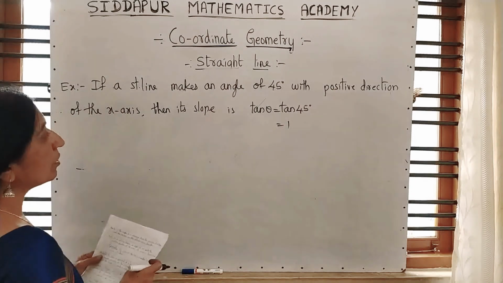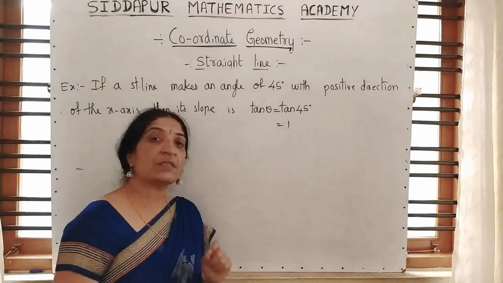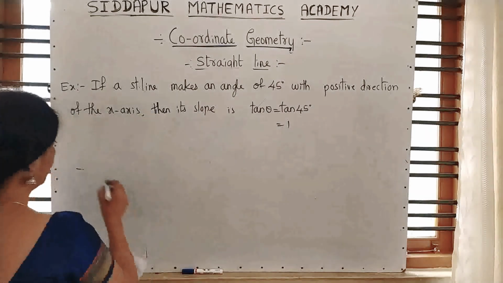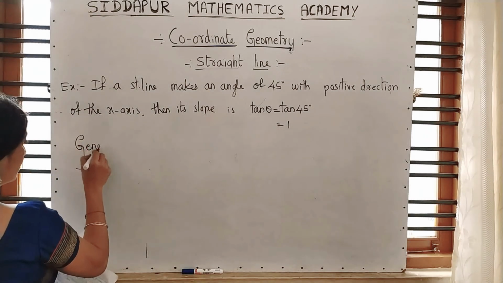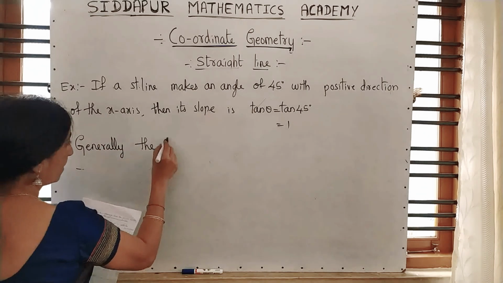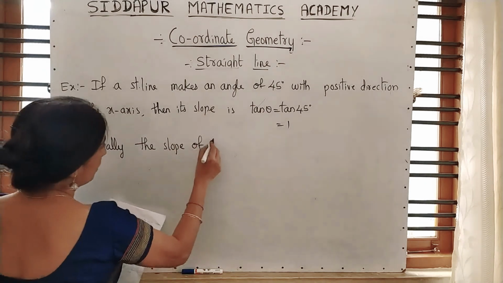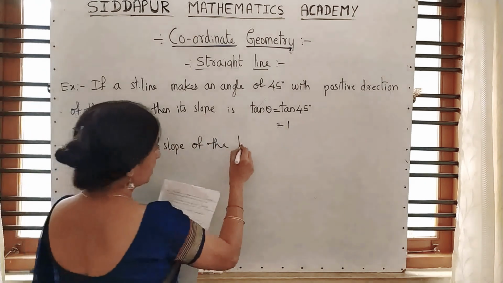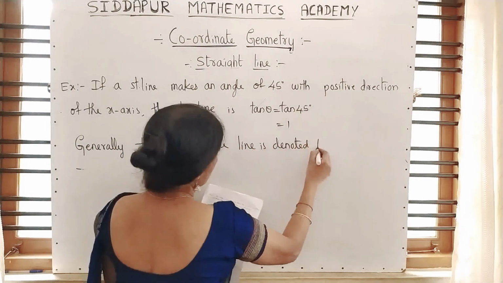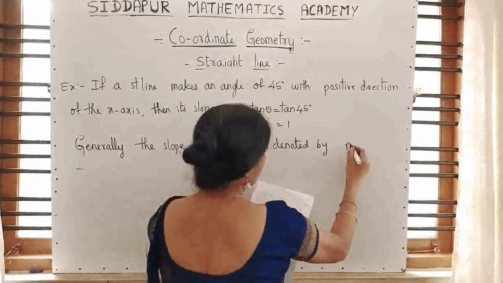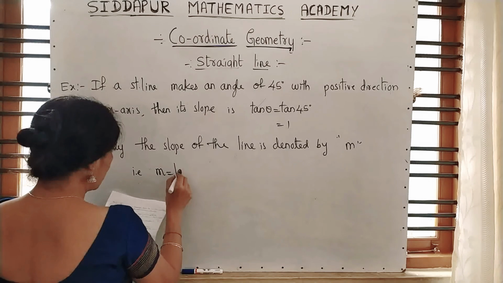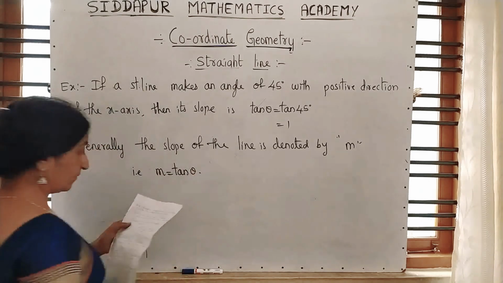And there is one important point to remember. Generally the slope is denoted by m. That means m is equal to tan theta. Generally the slope of the line is denoted by m, that is, m is equal to tan theta.